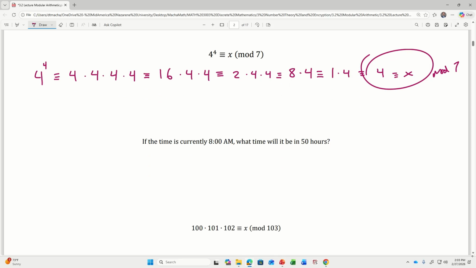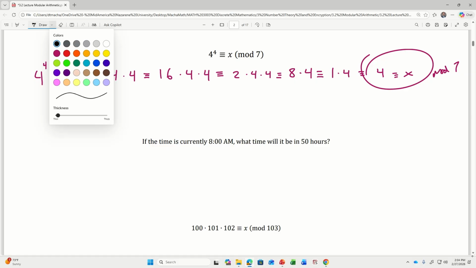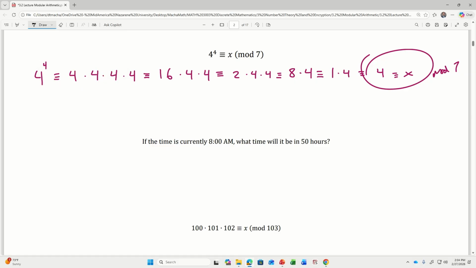You see how that's way easier than figuring out what 4 to the power 4 is? Okay, if the time is currently 8 a.m., what time will it be in 50 hours?